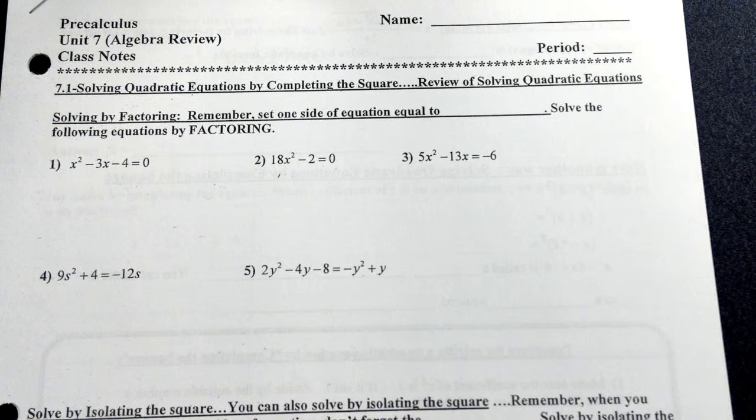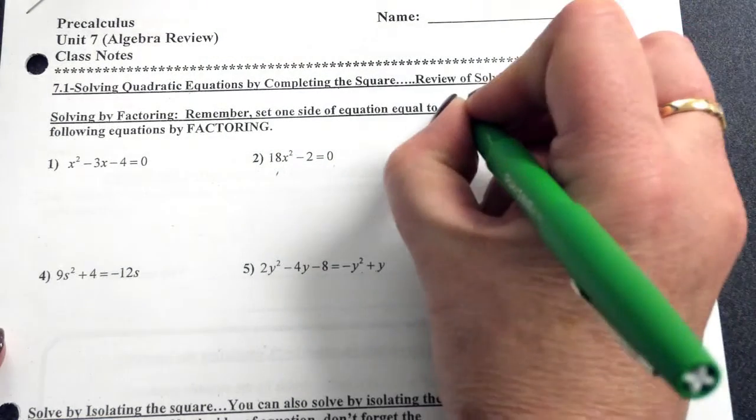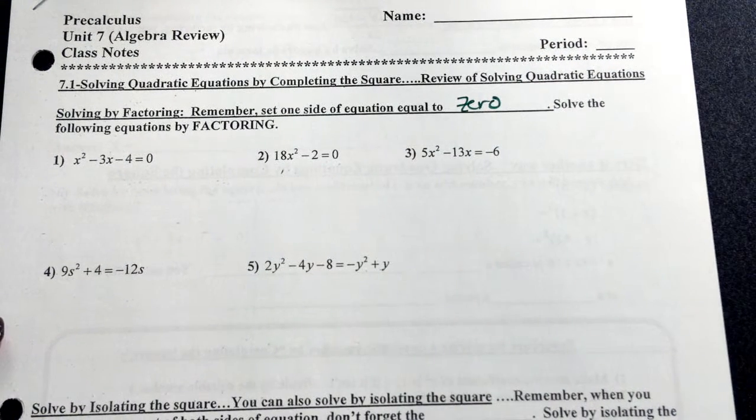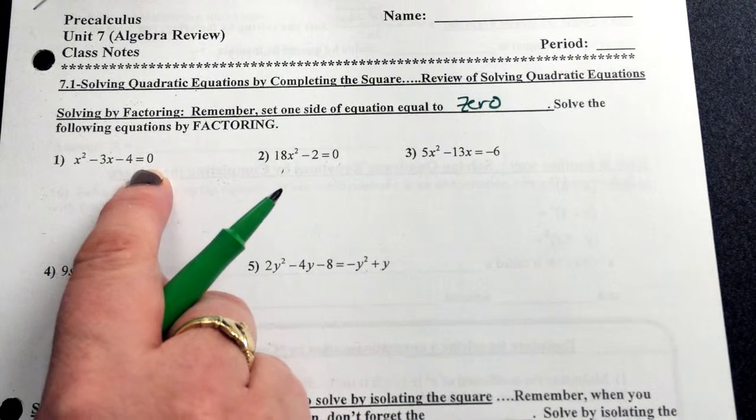Quadratic equations by factoring, because that's obviously the first thing you always want to check for. Solving a quadratic equation by factoring. Remember, you set one side of the equation equal to 0, and then you solve the other side by factoring. Use your zero product property. So again, always make sure you have a 0 on one side, which is what I have right here.